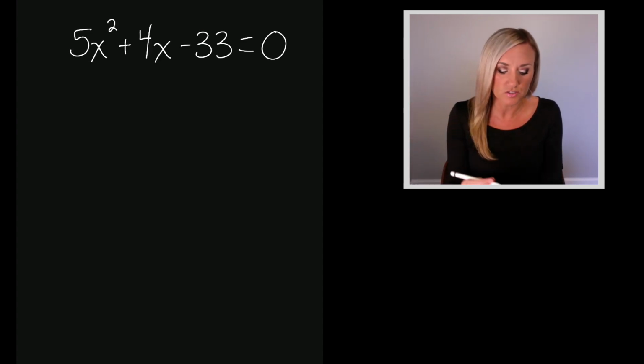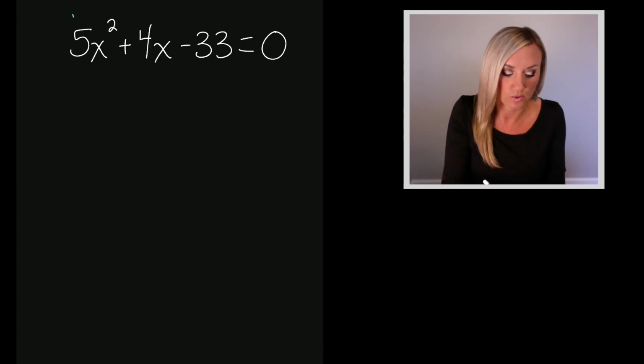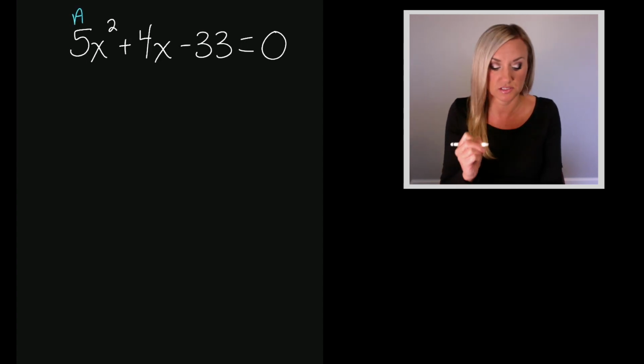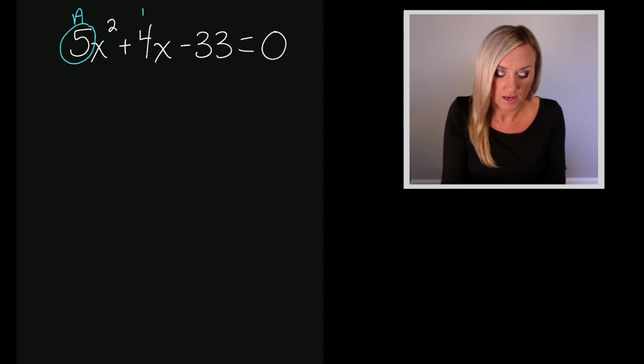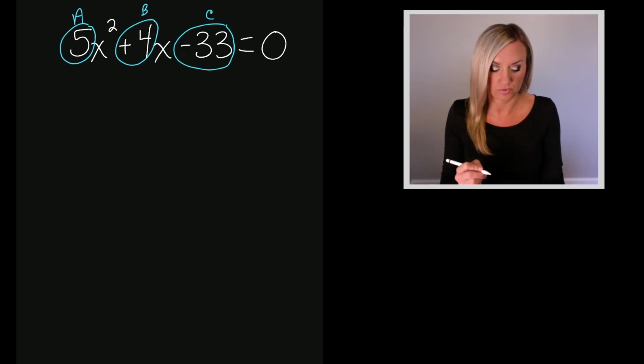Okay, so here we go. I like to represent what a is. So a is going to be just the 5, right? It's the number in front of x squared. And then b is our positive 4. Remember, we include the sign that's in front. And then c is our negative 33.